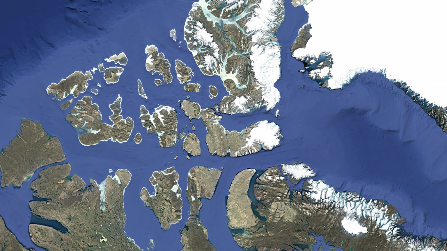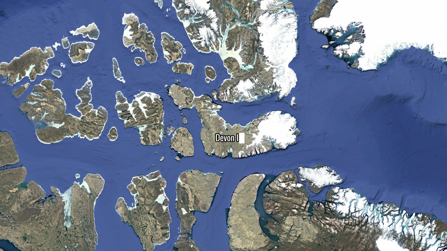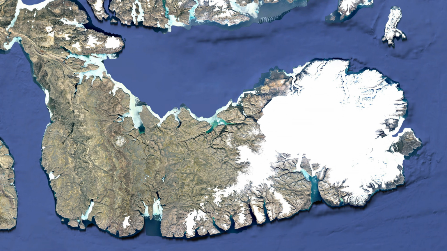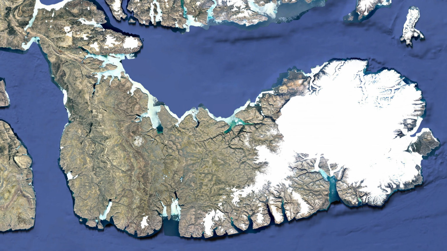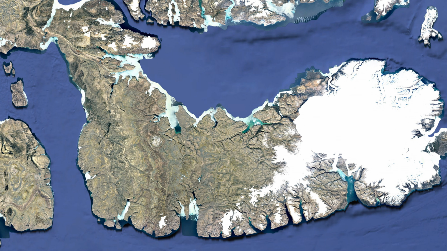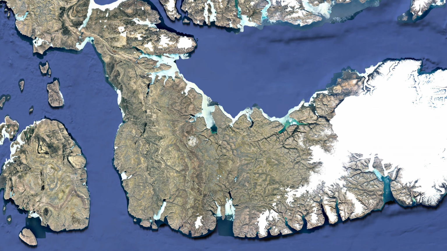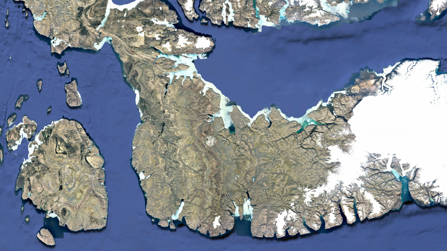Now, Devon Island is situated in the Canadian Arctic, lying between Baffin Bay and the Arctic Ocean. It's part of the Nunavut territory of Canada. Now, Devon Island is extremely large. The island covers approximately 55,000 square kilometers, which is approximately 21,000 square miles. This is comparable to the country of Croatia.